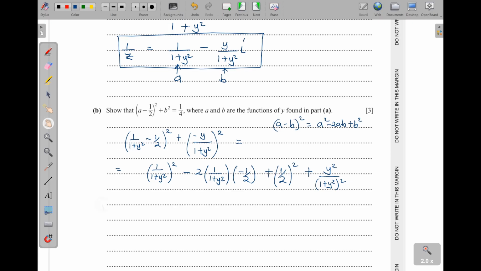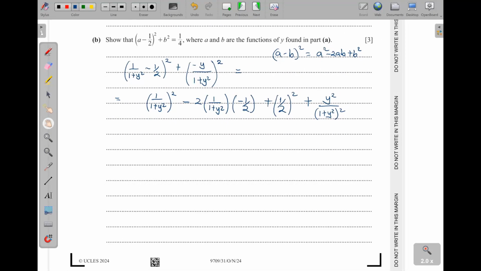Now when you look at all of these ones in the denominator, by the way, this 2 here is going to cancel this one here. So let me first simplify this. This is 1 over 1 plus y squared squared. Then it will be a plus because a negative and a negative becomes a positive, 1 over 1 plus y squared. And then plus 1 over 4. Then plus y squared over 1 plus y squared squared.